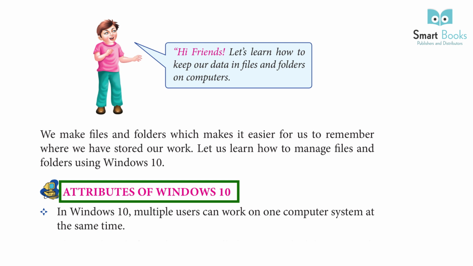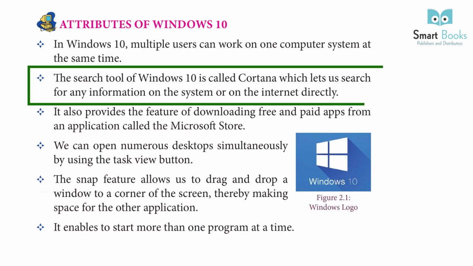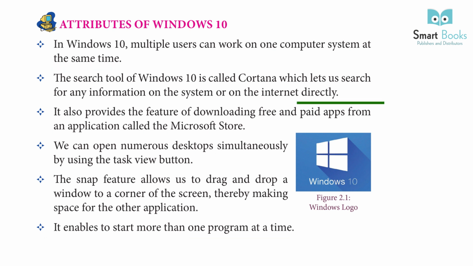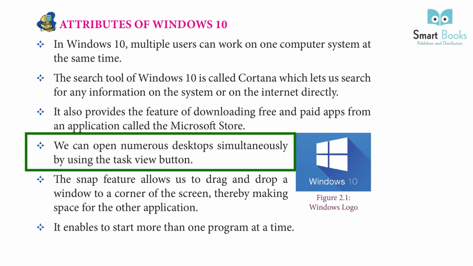Attributes of Windows 10. In Windows 10, multiple users can work on one computer system at the same time. The search tool of Windows 10 is called Cortana, which lets us search for any information on the system or on the internet directly. It also provides the feature of downloading free and paid apps from an application called the Microsoft Store. We can open numerous desktops simultaneously by using the Task View button.